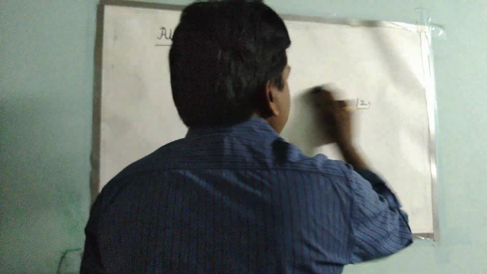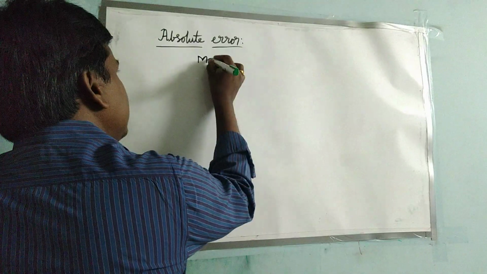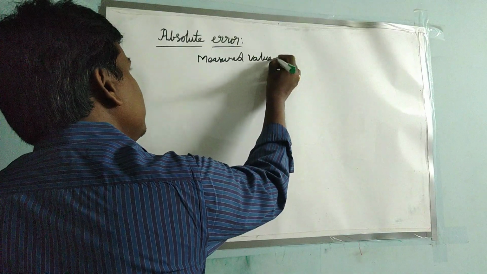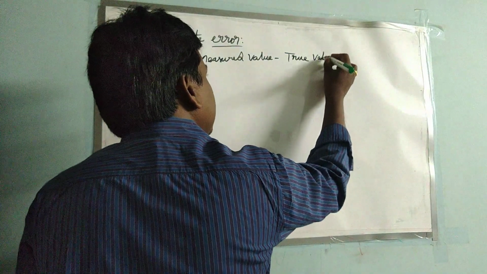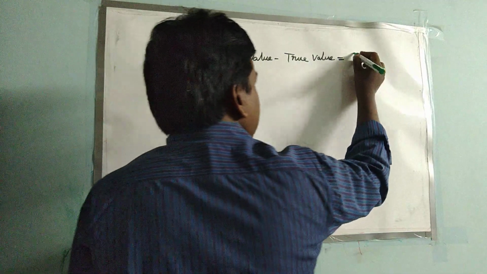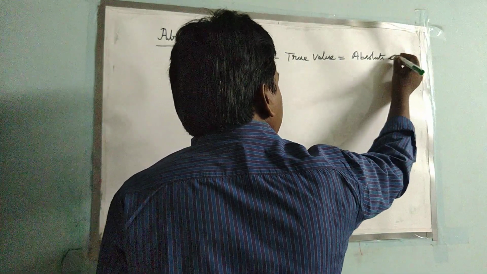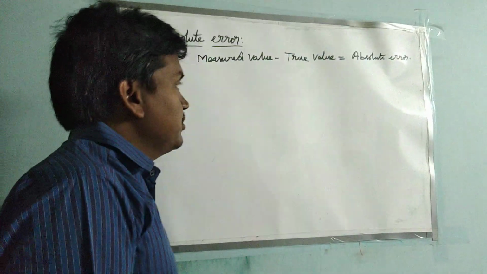So by this we can say that the absolute error means a measured value minus true value gives absolute error. Measured value minus true value gives absolute error.